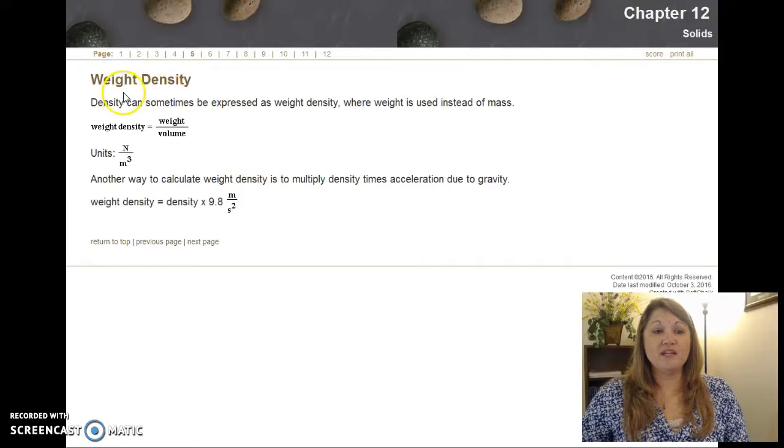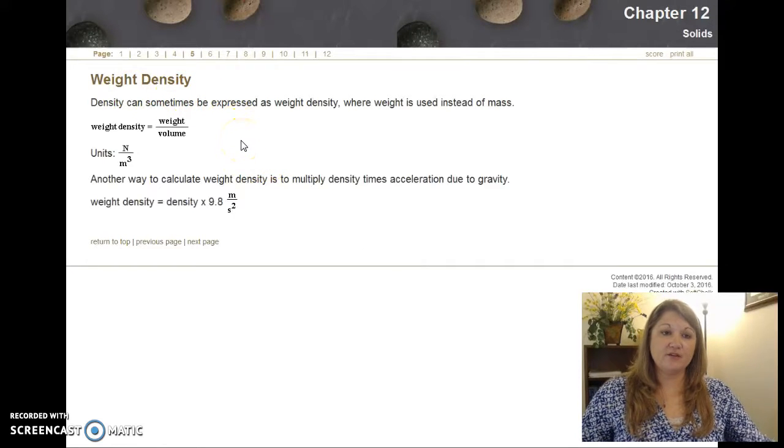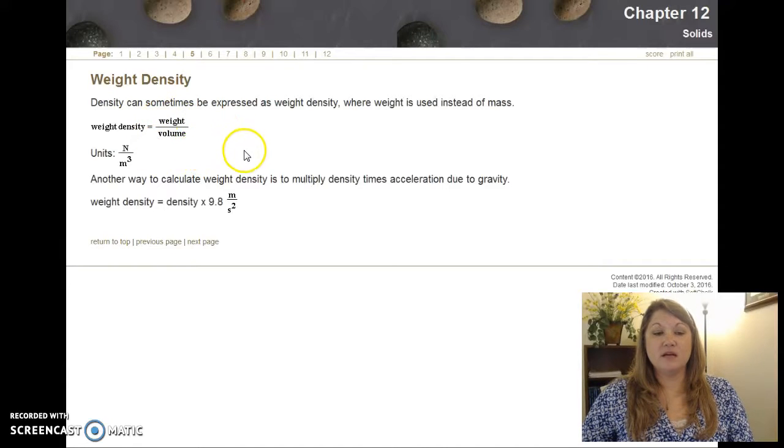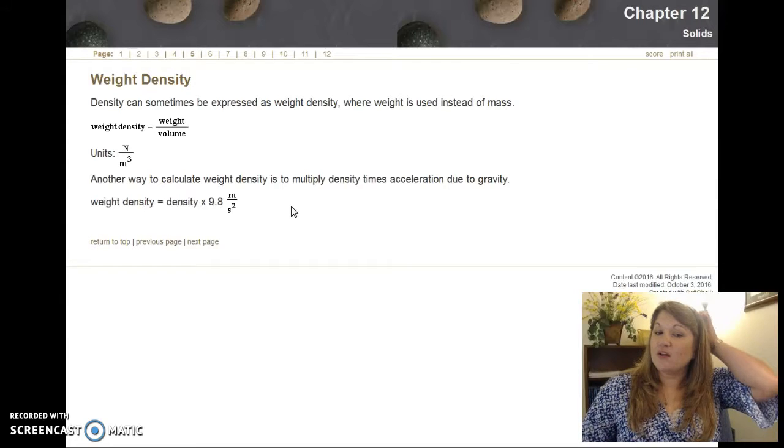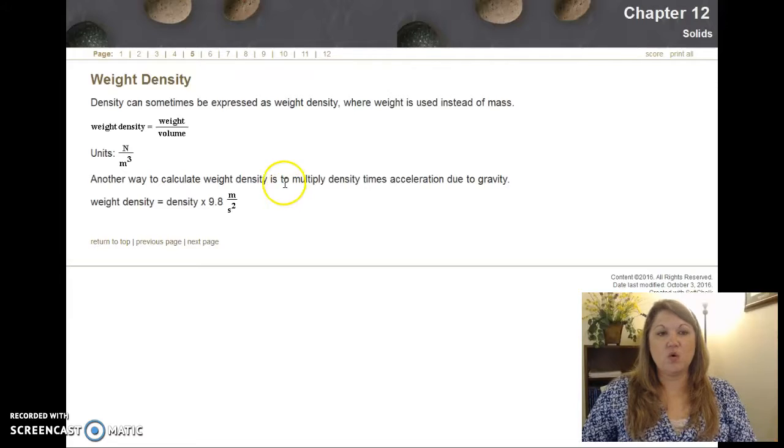We can do weight density instead of regular density, if you will. We'll just use weight instead of mass and get another ratio. Same idea. The weight density stays constant just like regular density. The only thing different is now you're throwing gravity into the mix, because it may be a situation where you have weight but you don't have mass, or you don't want to calculate mass. Well, you can roll with it that way too.